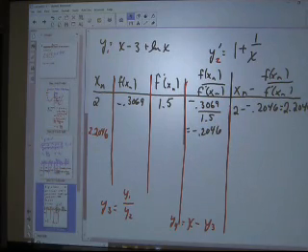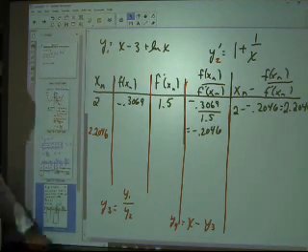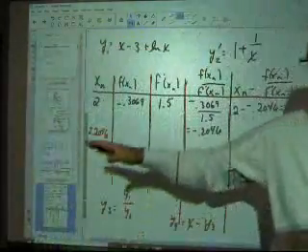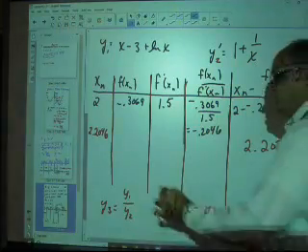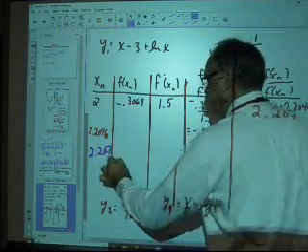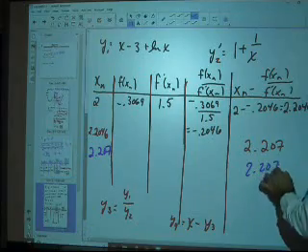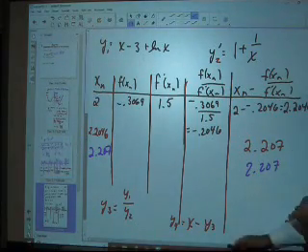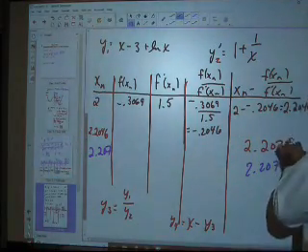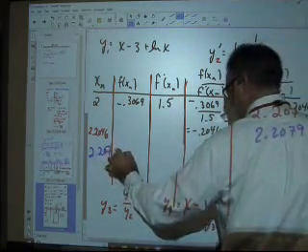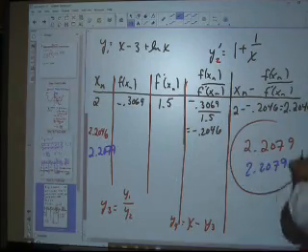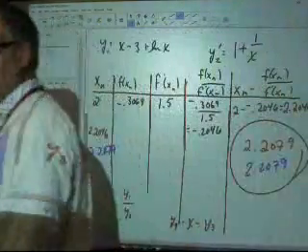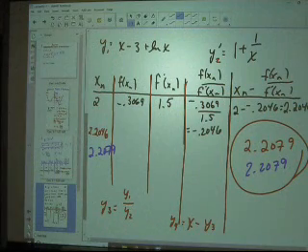What's your answer? 2.207. Is that what you got at the end of this first line, or second line? I got it on the second and third. 2.207, and then you said 2.207 here, and you worked it down, you got 2.207 again, right? For all of them. Those are the same. Guess what my intercept is? 2.207. There it is.